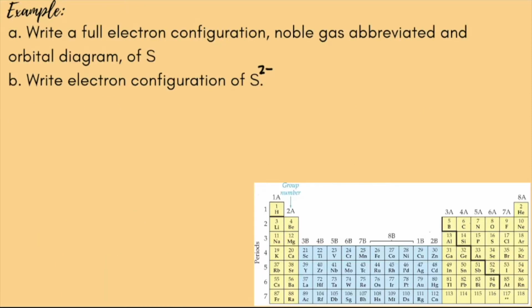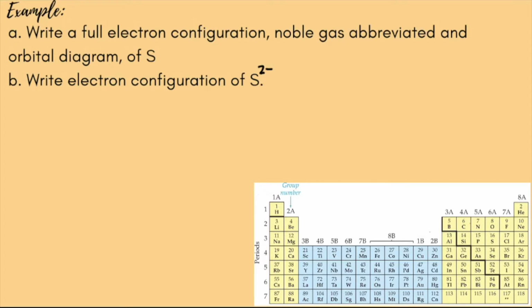Okay, so let's do an example. Write a full electron configuration, noble gas abbreviated, and orbital diagram of sulfur. And then write the electron configuration of the sulfur ion, or sulfide. You can use the order of filling or you can use the periodic table. But since I don't want to remember the order of filling and my professor is not going to give me that in the exam, I prefer using the periodic table.